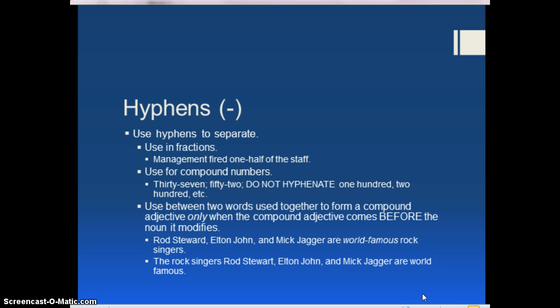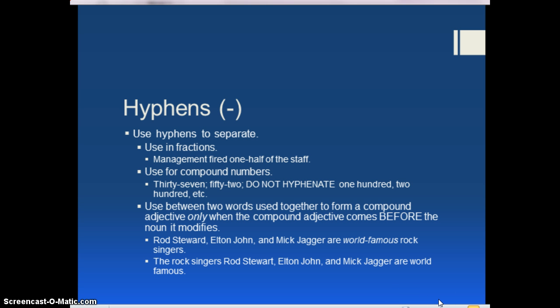And probably the biggest time you'll use hyphens is when you have to use them between compound adjectives. I'm pretty sure we've talked about compound adjectives, not 100% sure, but a compound adjective just means there's two adjectives that are describing a noun. If you'll look, for example, in the first one, it says Rod Stewart, Elton John, and Mick Jagger are world-famous rock singers. If you'll notice, world-famous has a hyphen between it because it is a compound adjective describing what kind of singers they are. So you would put a hyphen between it.